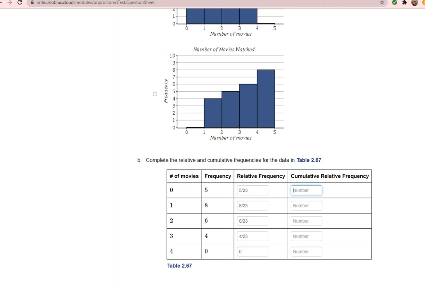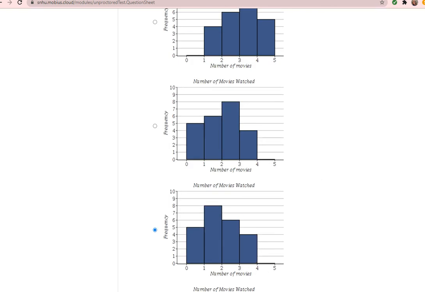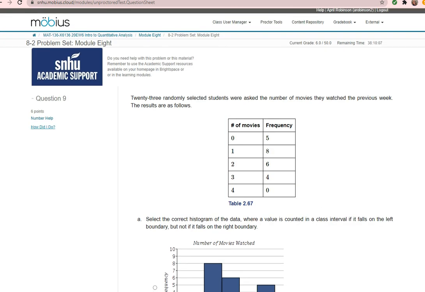So this would start with 5 out of 23, but then you're going to accumulate. So I'm going to add 5 23rds with the 8 23rds. That's 13 23rds. Add another 6 to that. That's 19 23rds. Add another 4. That's 23 23rds. And then add 0 to it, and it's 23 23rds.